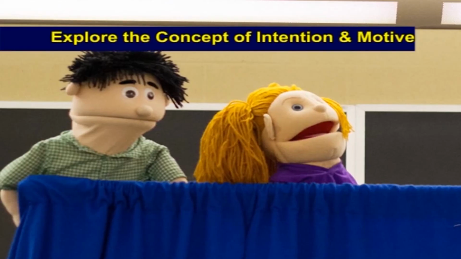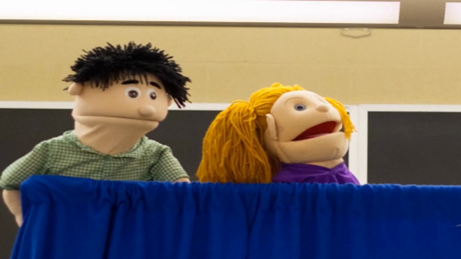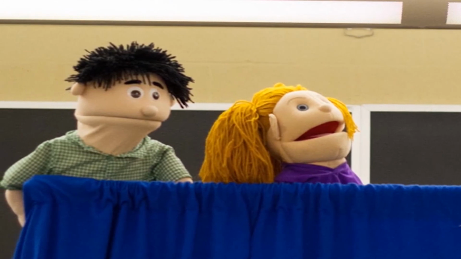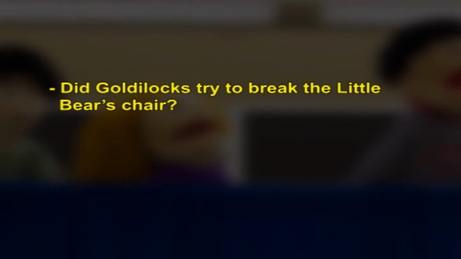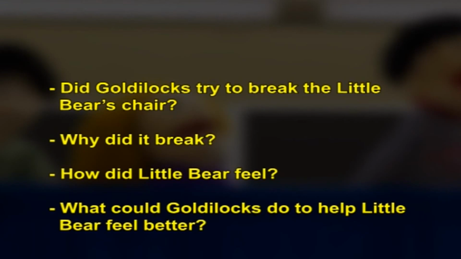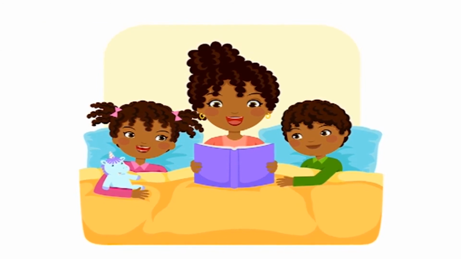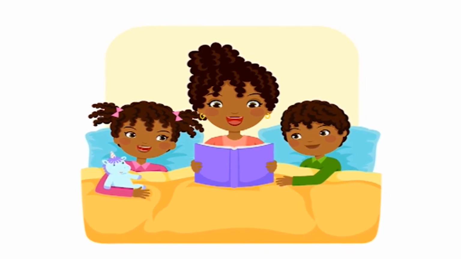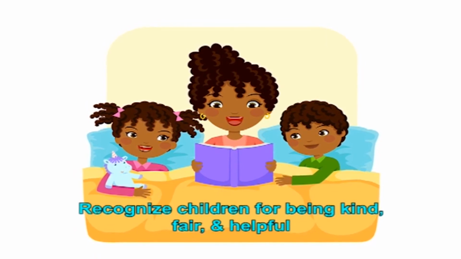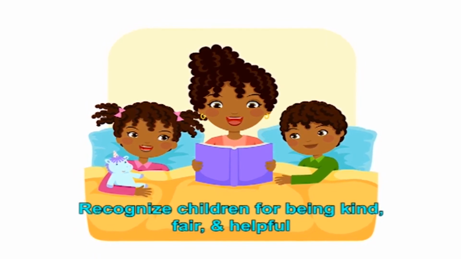Explore the concept of intention and motive. Use stories and puppet skits. Discuss the characters' motivations. Did Goldilocks try to break the little bear's chair? Why did it break? How did the little bear feel? What could Goldilocks do to help the little bear feel better? Prize moral behavior. Prize children for putting the needs of the group ahead of their own needs. Recognize children for being kind, fair, and helpful.